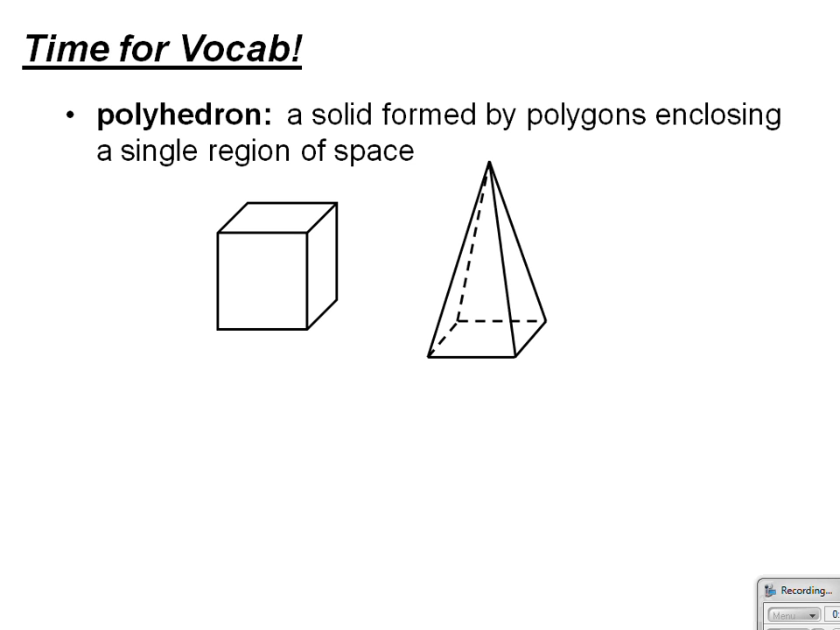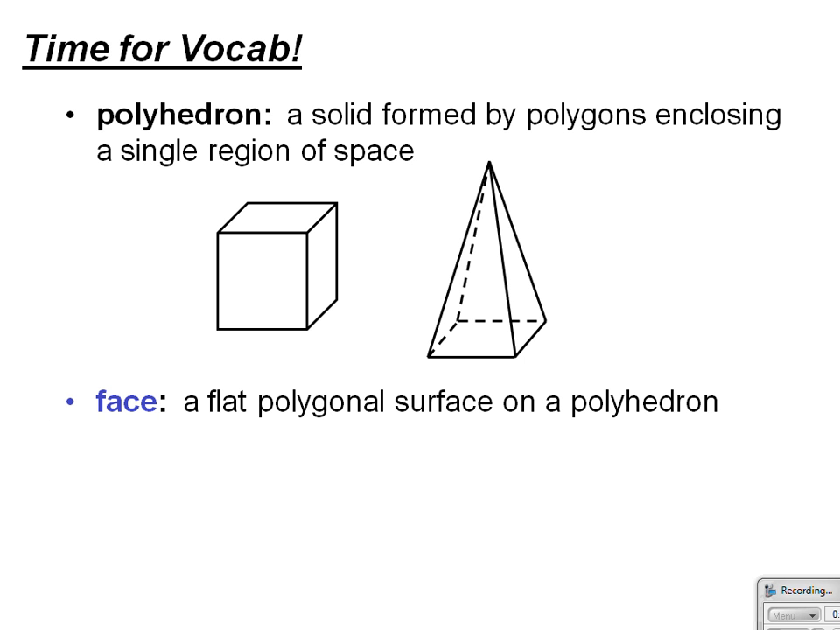In Chapter 8, we studied a lot on area. Area is the space only in a two-dimensional surface, a flat space, but volume and the solids associated with volume in this chapter are filling up a three-dimensional space. So a polyhedron is a solid formed by polygons, triangles, squares, rectangles, enclosing a single region of space.